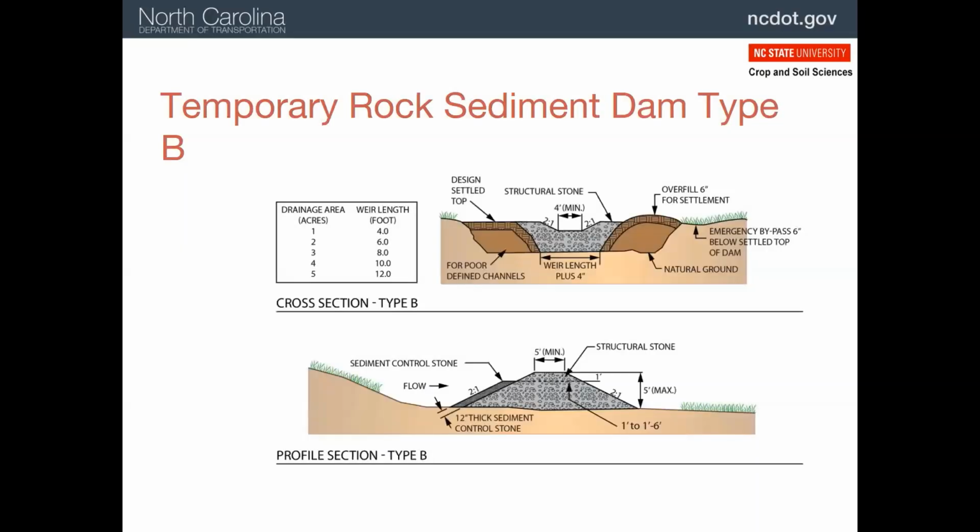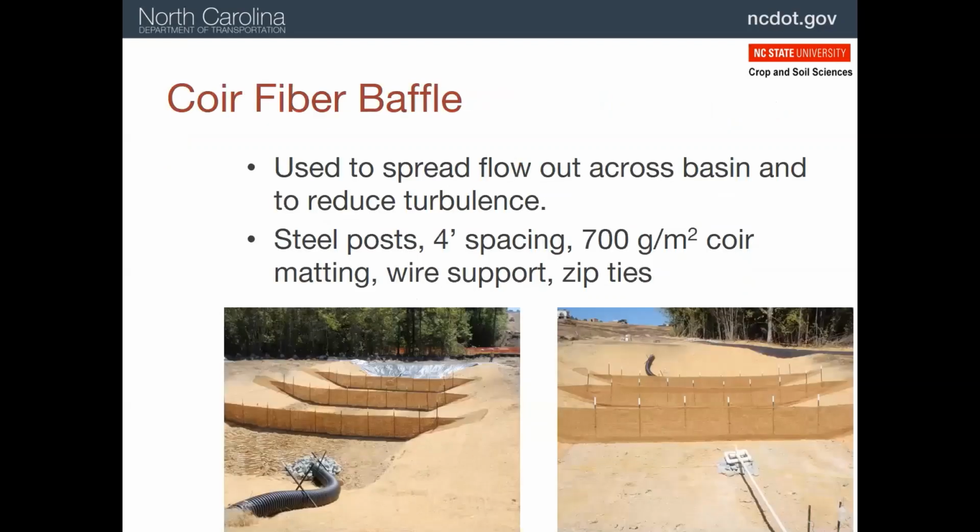Again, here's our cutaway of the type B dam. All right, so we're finally going to get to those porous baffles. The purpose is to spread the flow across the whole basin, which will slow the water down. They also reduce turbulence, or flow up and down and sideways. Both effects help settle sediment much better than an open basin.